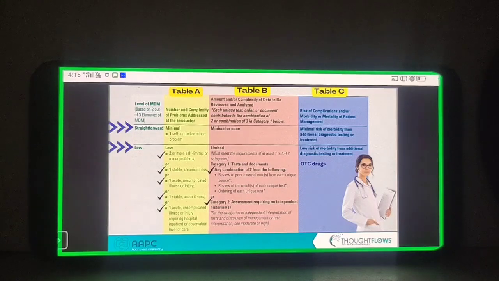We give a point for an independent historian when the patient is not able to speak. Only at that time will the independent historian explain the patient's problem. But in this scenario, I am able to speak, but I am not interested. So here you should not give a point for category 2. Clear now?